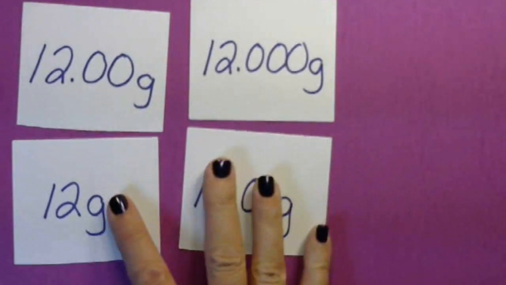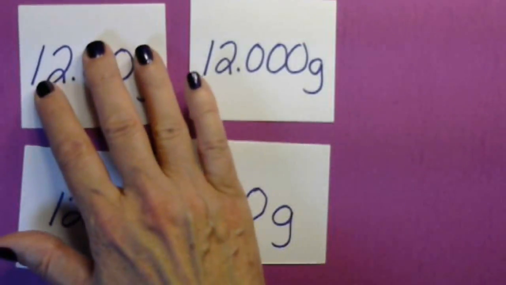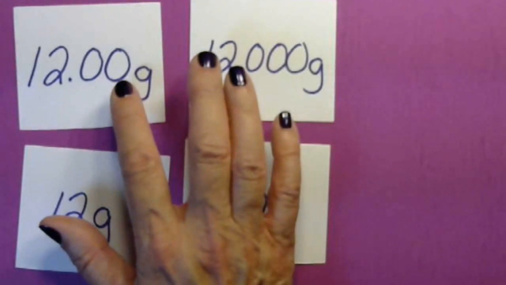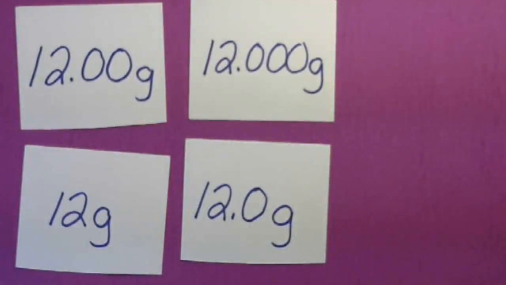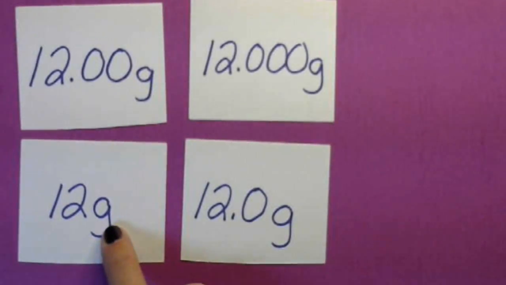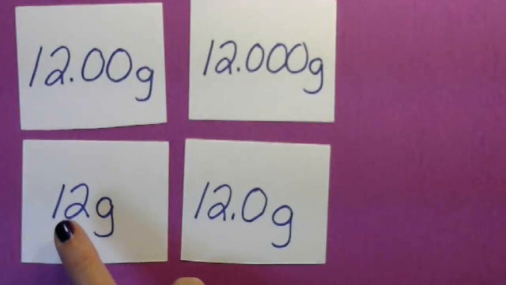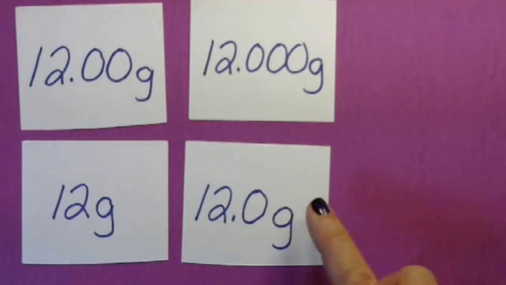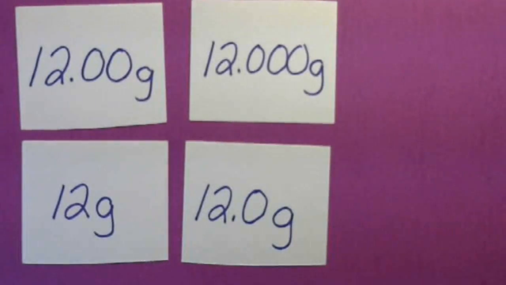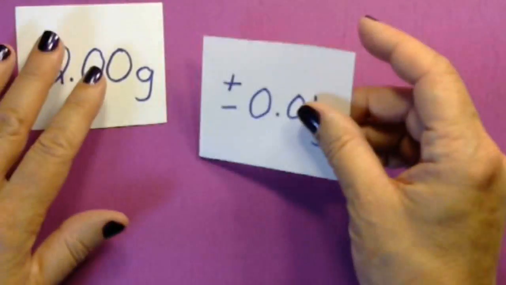So if you report a value as 12.00, you are telling the reader of your lab notebook that you used a balance that was good to the hundredths place. If you write just 12 grams, you are saying that the balance you used was only good to the ones place. Here, the balance is only good to the tenths place, and here the balance was good to the thousandths place.